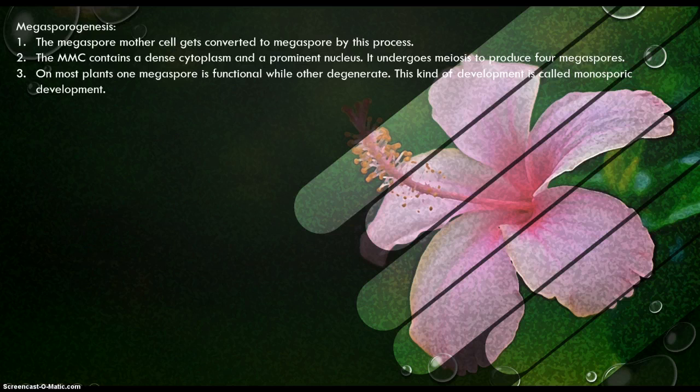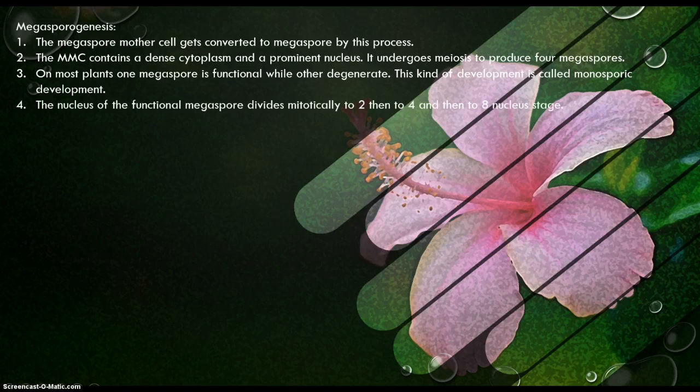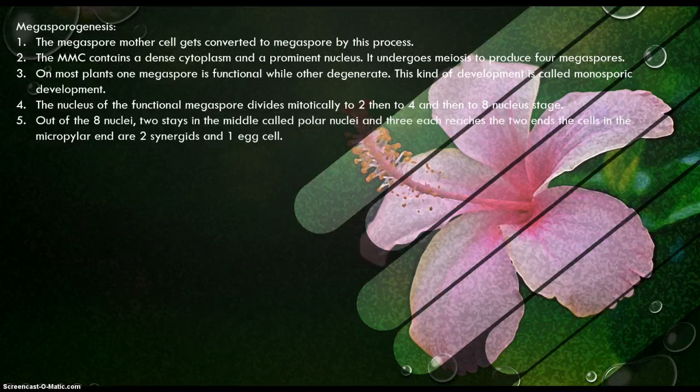Now, out of these 4 megaspores, one becomes functional and the other 3 degenerate. This kind of development, where one single megaspore develops while the other 3 degenerate, is known as monosporic development. Now the nucleus inside the functional megaspore first divides to 2 nuclei, then to 4 nuclei, and then to the 8-nucleate stage. Out of the 8 nuclei, 2 stay at the middle and 3 reach each of the 2 ends.